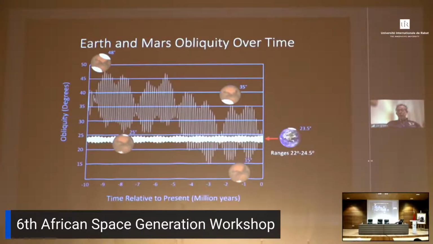Let me give you a quick comparison just with that one tilt axis, we call that obliquity, and another planet. Let's look at Mars. Here you see the obliquity of Mars over 10,000 years relative to the Earth, where the Earth changes from 22 degrees to 24.5 degrees. You see Mars changes 48 degrees to 15 degrees. Huge changes occur on Mars. This is why Mars has gone through enormous climate changes.